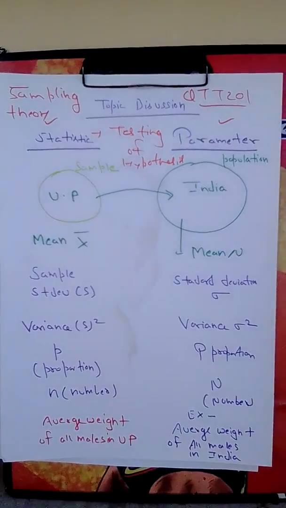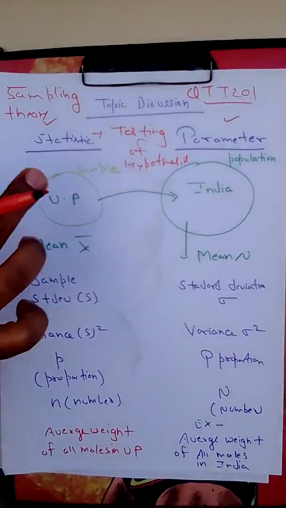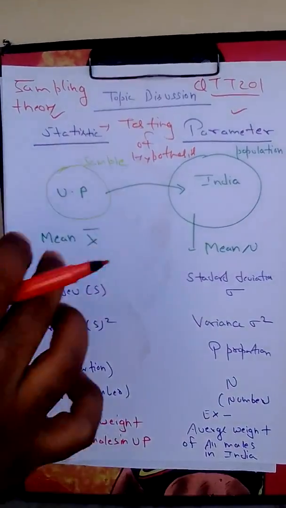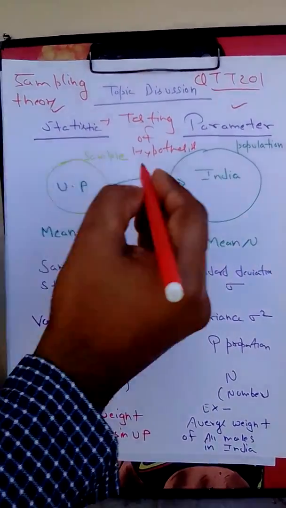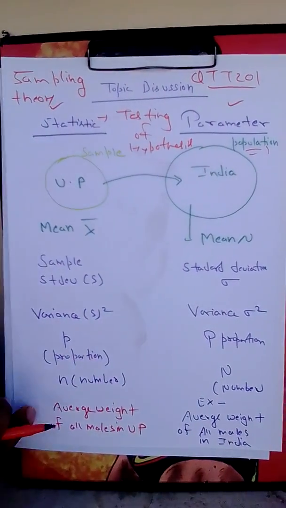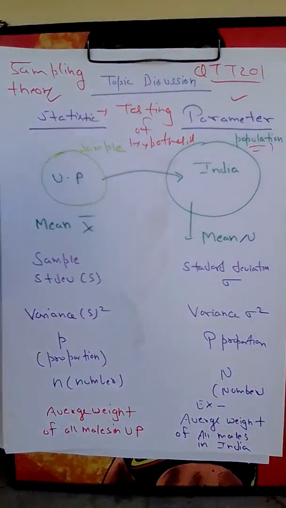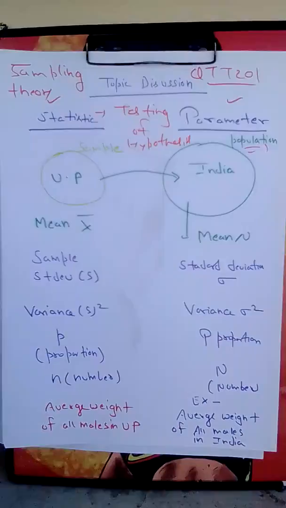statistics. Actually, parameter is related to the characteristics of population, and statistic is related to the characteristics of a sample. Number one, suppose you are considering the average weight of all males in India, it will be considered as the population parameter. But if you consider the average weight of all males in UP, that will be considered as a sample. And always remember that we draw the sample from the population.